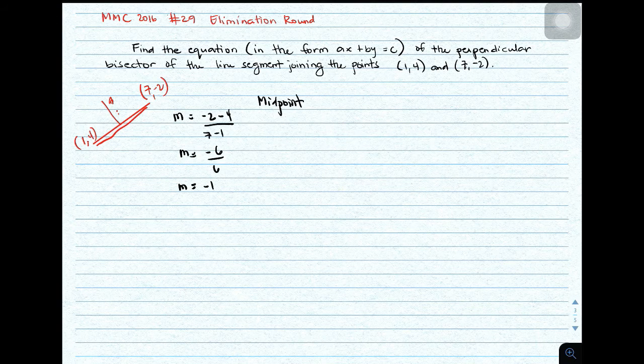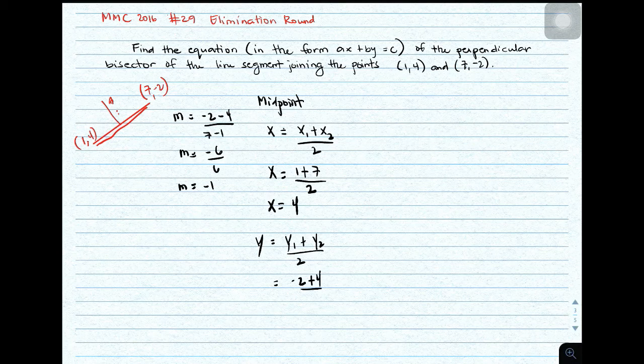So, sa midpoint natin, add lang natin yung x. So, you have x is equal to x sub 1 plus x sub 2 all over 2. X is equal to 1 plus 7 over 2. So, the x coordinate of the midpoint is simply 4. Next, for the midpoint of y, you have y is equal to y sub 1 plus y sub 2 over 2. So you have negative 2 plus 4 over 2, meaning the midpoint is simply 1. So meron tayo ngayong slope at midpoint. Yung midpoint natin is (4, 1).